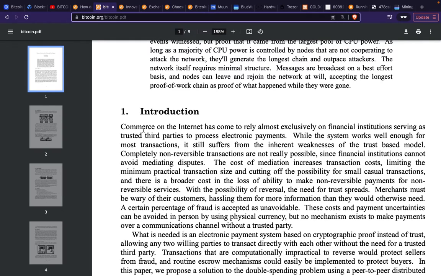So commerce on the internet has come to rely almost exclusively on financial institutions serving as trusted third parties to process electronic payments. Okay, this is the problem Bitcoin faces again.